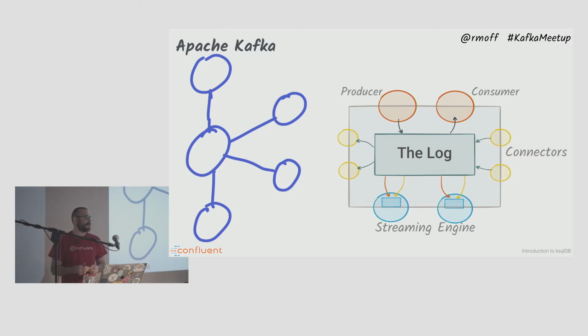But there's a lot more to Kafka than just a distributed commit log. You've got the APIs around it, like the producers and consumers. You've got the integration API with Kafka Connect. And you've got a stream processing API, Kafka Streams, which you heard about previously. So that makes up Apache Kafka.